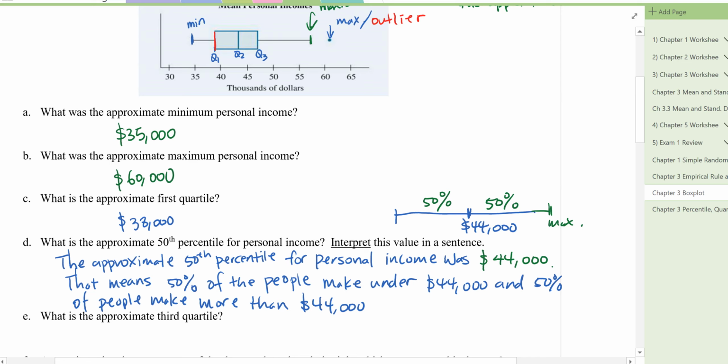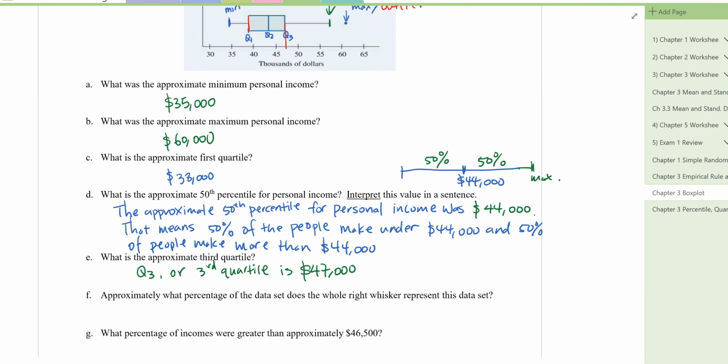All right, let's look at part E. What is the approximate third quartile? The third quartile is Q3. Let's look at my graph here. Q3 is over here. I will say that would be 46,000, no, 47,000. So another name for the third quartile is Q3, 47,000.